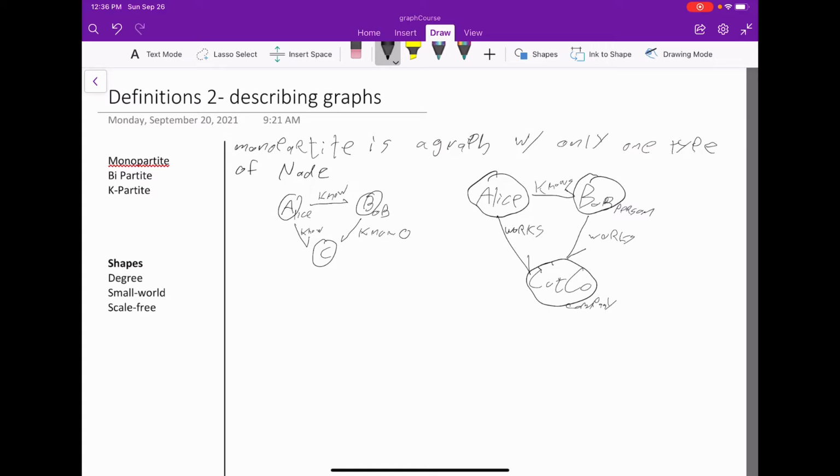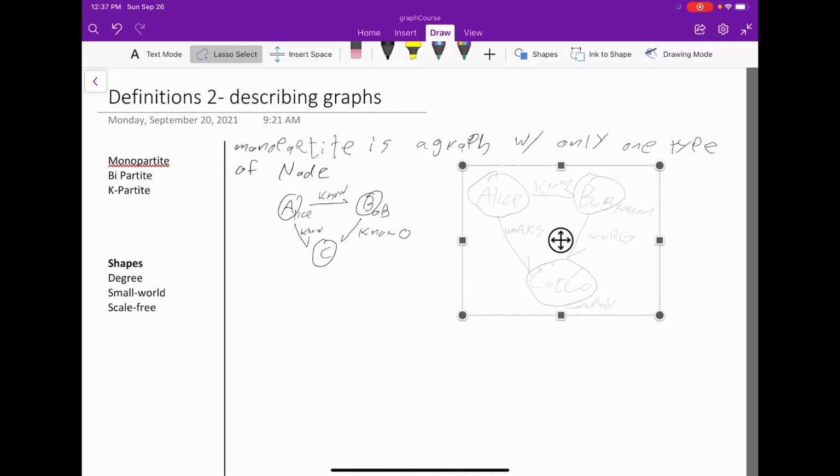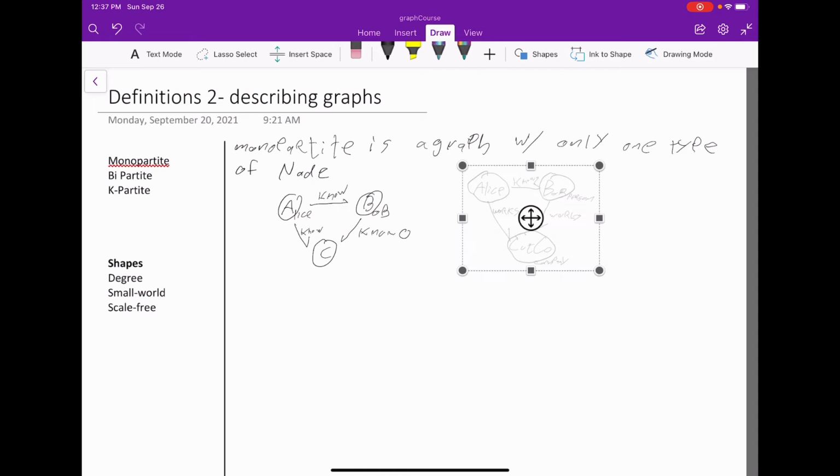And similarly, a k-partite graph is a graph with k different types of nodes. The difference between this definition and the more technical graph theory definition is that we allow connections between nodes in the same class. We just like to recognize the fact that we have multiple classes of nodes.